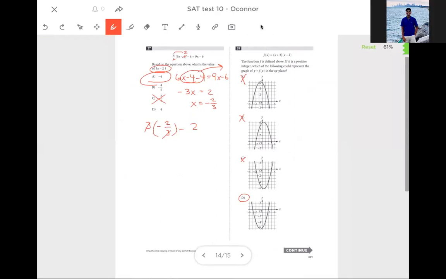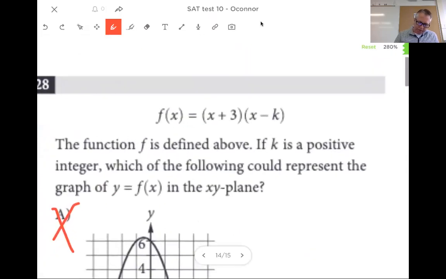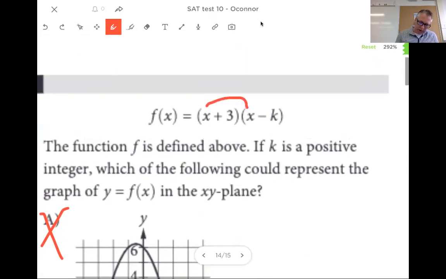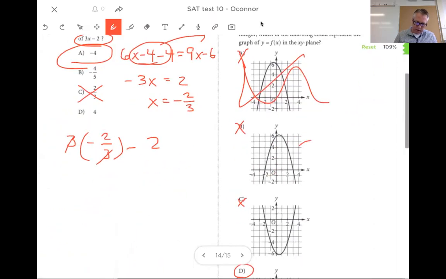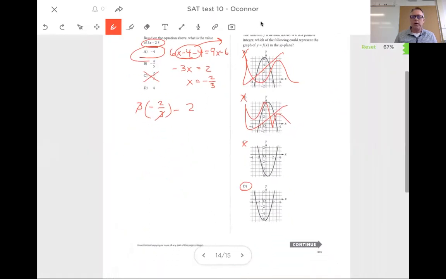Wait, how'd you get the last one again? Yeah, first I determined whether it was opening upward or downward based on the leading coefficient. If we FOIL this out, I would get x times x is positive x squared, and then I would get some stuff after that. But the key is that it's positive. And if it's positive, it opens upward. That eliminates this guy and eliminates this guy, because the leading coefficient was positive.